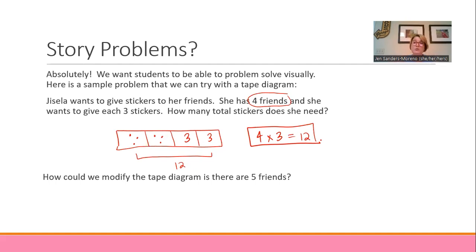Okay, interesting question you might want to ask your students. How would this diagram change if there were 5 friends? So if we had a 5th friend, then they could just say, oh, we just have 1 more box. And we'd have 1 more 3. And so here, we'd add 3 more. So we would get the new fact of 5 times 3. What else do I have for you?